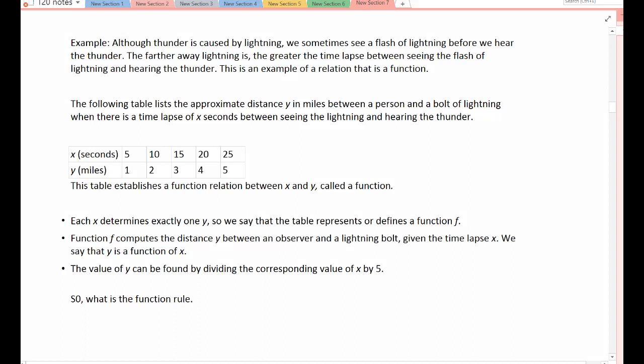So time is the independent variable, right? You have to figure out the time before you can figure out the distance. So the distance depends on the time. And so here's my table.